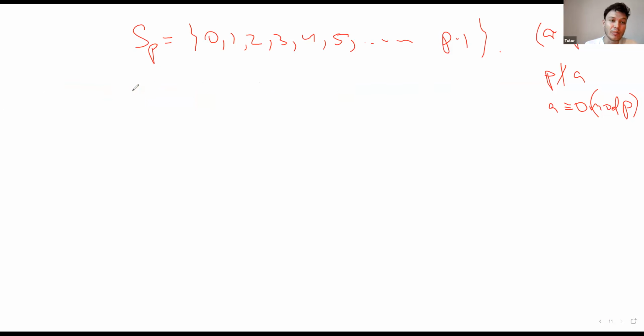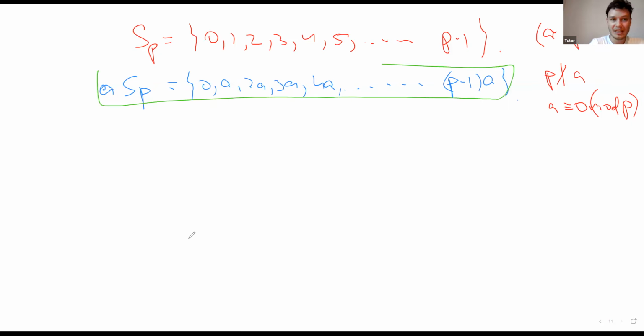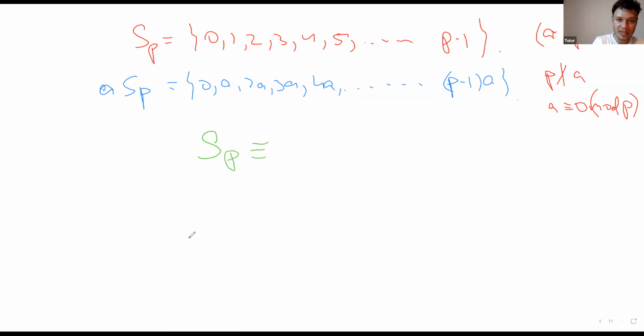But if I were to take this set and multiply it by any other number, so if I look at the set A times S_P, which is something along the lines of 0A, 2A, 3A, 4A, 5A, up to P minus 1 A, then I claim that these two sets are the same set. So basically, my claim is that this set here and this set here are equal. The set S_P is going to be the same as the set A S_P.